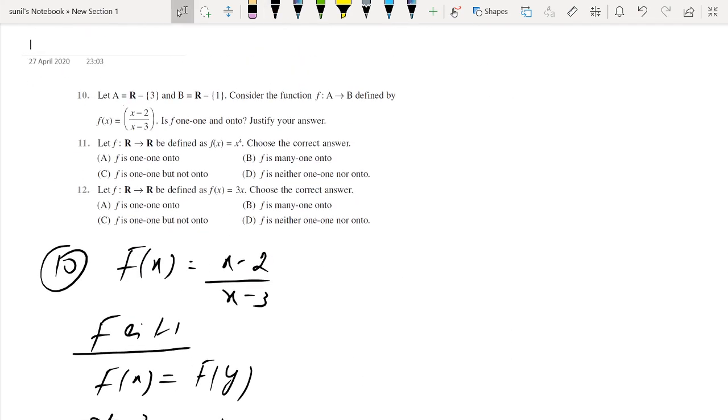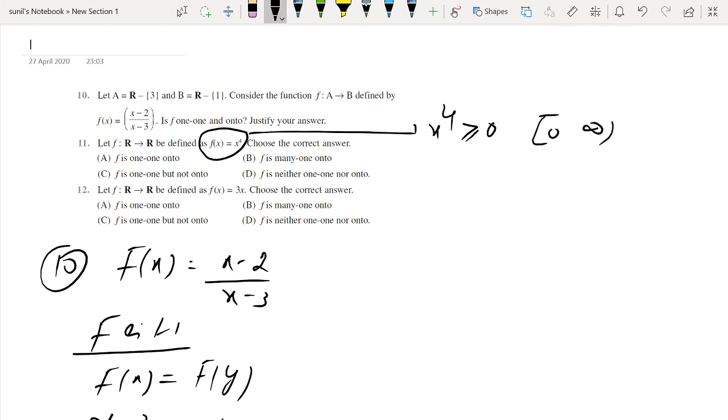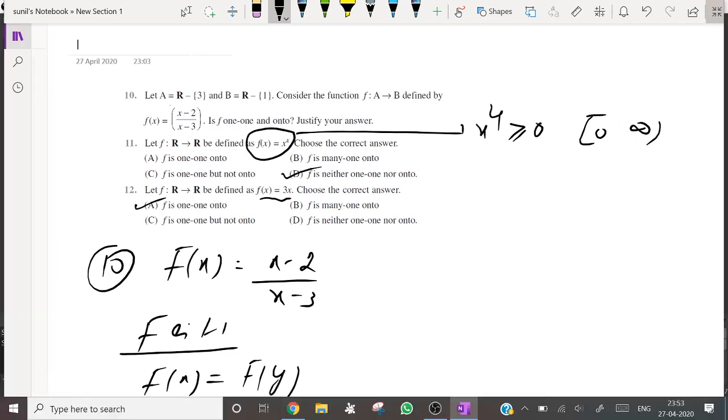Now this is an MCQ, student. x raised to power 4 from R to R. Obviously it is not 1-1, and it is also not onto, because x raised to power 4 is always greater than or equal to 0, so its range is the closed interval 0 to infinity. So it is neither 1-1 nor onto. 3x, a linear function from R to R, is both 1-1 and onto. So I hope students you like this video.